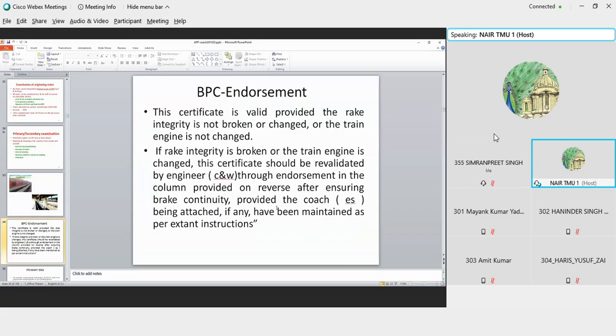He will revalidate the BPC, assuming there is a traction change. If a diesel locomotive gets replaced with an electrical locomotive, then the rake integrity has broken. As soon as the traction locomotive gets connected on the rake, again a brake continuity test would be done and it will be endorsed on the BPC saying that the BPC is now valid to go ahead.